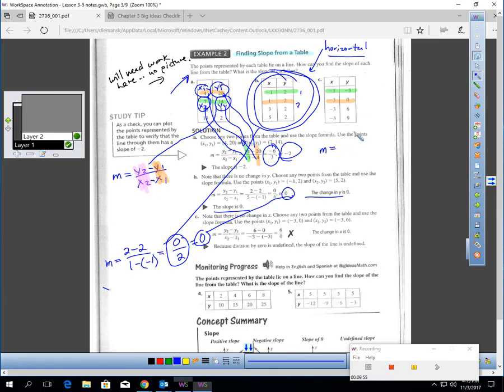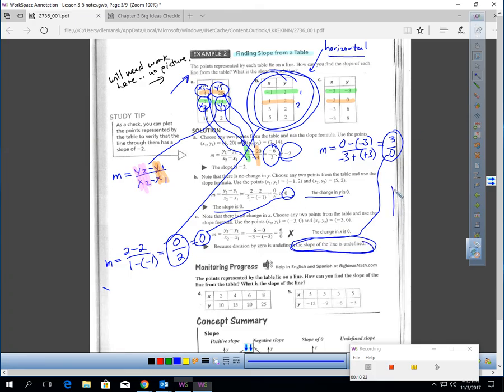You take the y value for point 2 minus the y value for point 1 over the x value for point 2 minus the x value for point 1. 0 minus negative 3 is positive 3, and negative 3 minus negative 3. Add the opposite. That's 0. You can't divide by 0. That's undefined. That means the line is completely vertical. It's a straight up and down line. It's a completely vertical line.